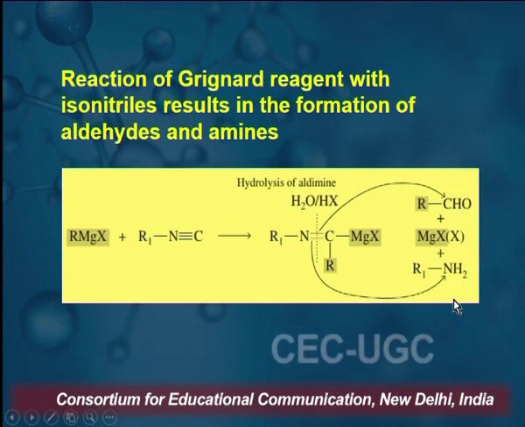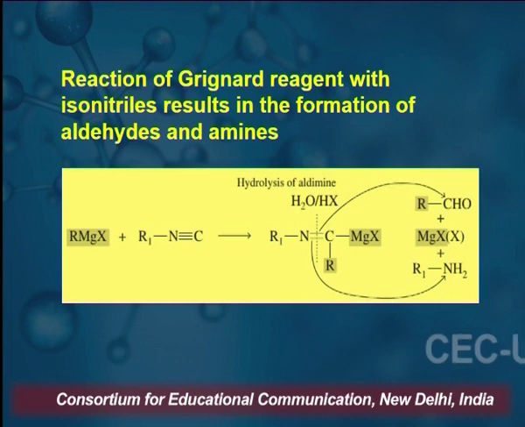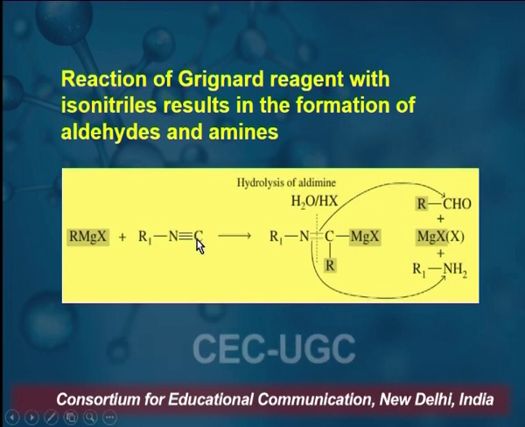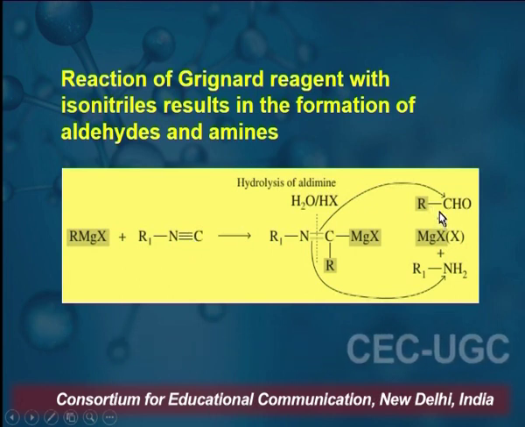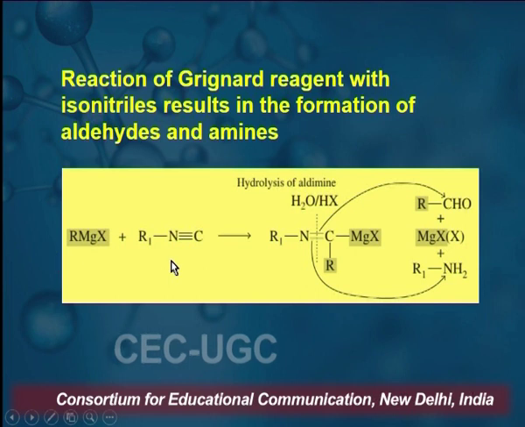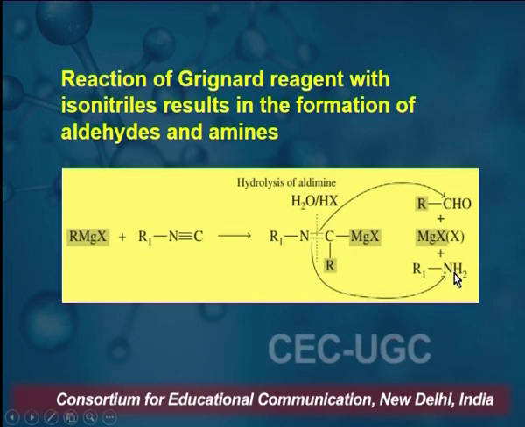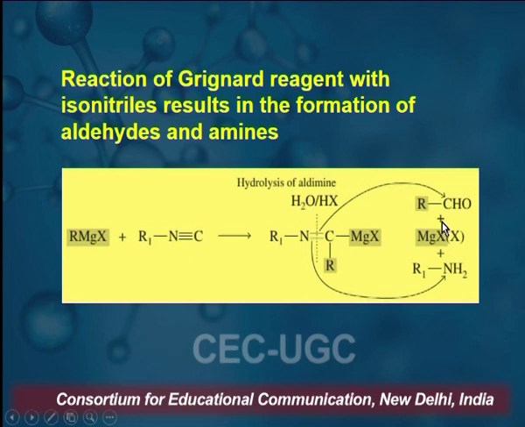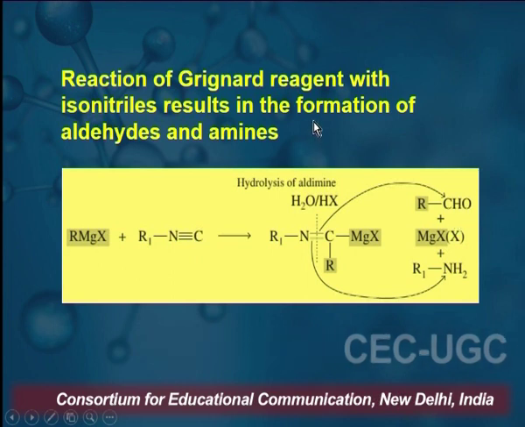So, this aldehyde part is a result of this carbon in isonitrile, this constitutes the aldehyde portion, and this results in the formation of amine. So, R1 will result in the formation of amine, and this chain R will go to that carbon of the isonitrile and it will result in the formation of aldehyde.